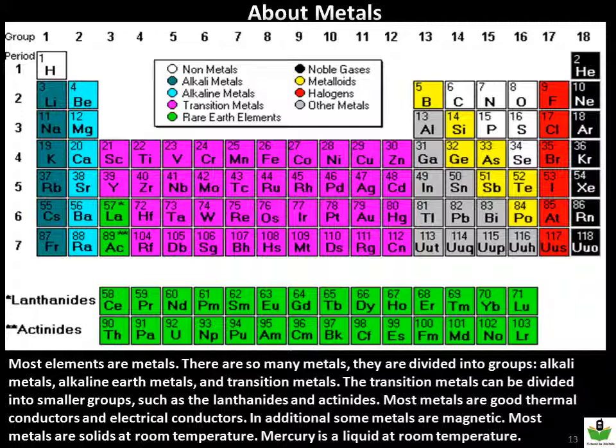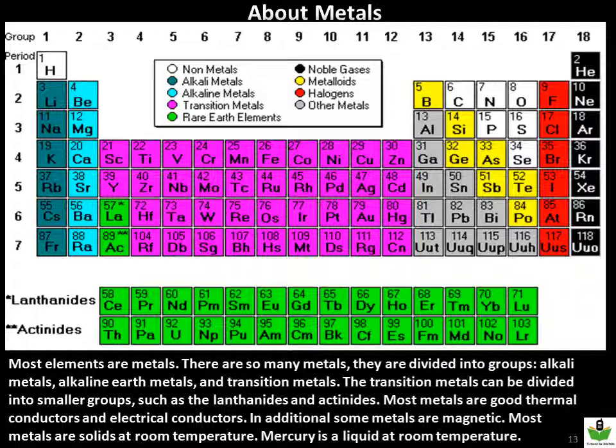First we will discuss about metals. Most elements in the periodic table are metals. There are so many metals, they are divided into groups: alkali metals, alkaline earth metals, and transition metals. The transition metals can be divided into smaller groups, such as the lanthanides and actinides.